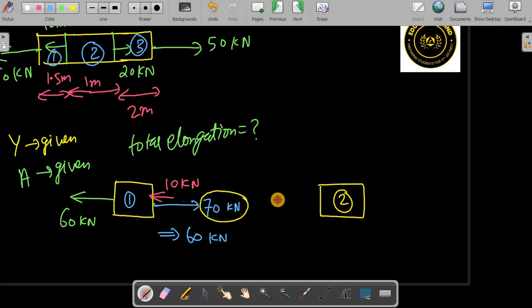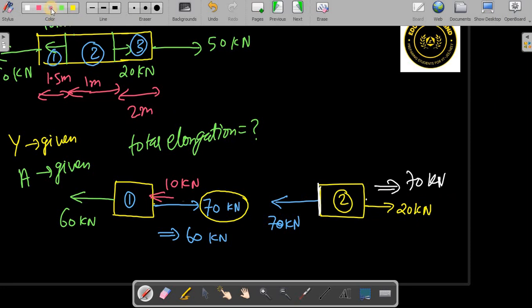The same 70 kilonewton must act in this way because the internal forces act in this manner. Then what else here? Already you have considered this force of 10 kilonewton. You don't have to consider the 10 kilonewton again at this surface. Then you have to see the other side. The other side resultant also must be 70 kilonewton. But what they have given here is 20 kilonewton this way.